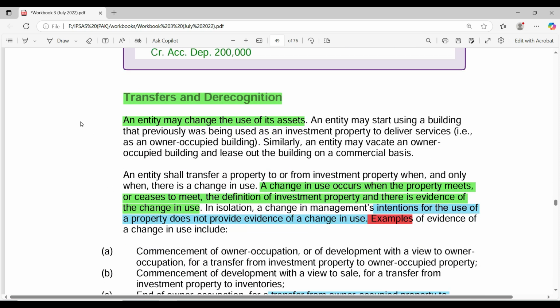Now we move to the next part of IPSAS 16, transfers and derecognition. How we treat the transfer of investment property, and how we derecognize investment properties from our financial reporting. An entity may change the use of its assets. A change in use occurs when the property meets or ceases to meet the definition of investment property, and there is evidence of the change in use. Intentions for the use of a property do not provide evidence of a change in use.